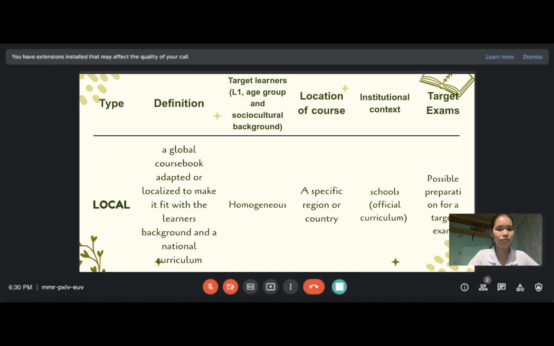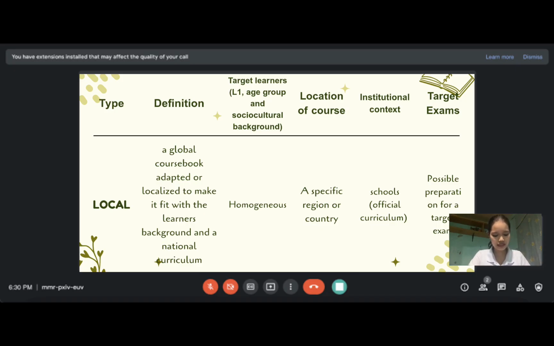A Korean or a foreign student learning English enrolls in a school or language school so that they can learn English, and they must be using a global course book, such as the Oxford Headway. It is an example of a global course book. Now, for the local, an example is a school here in the Philippines, like Ipuna National High School or Buluan National High School. They follow the K-12 curriculum and they're using a localized course book.